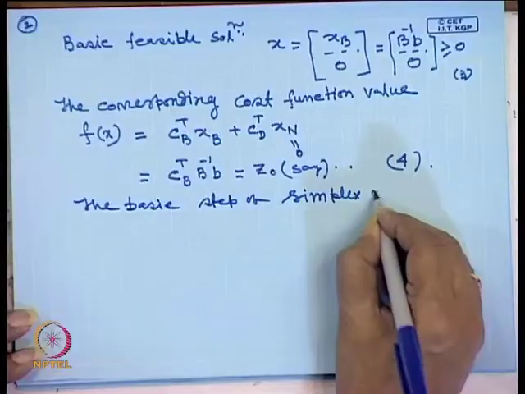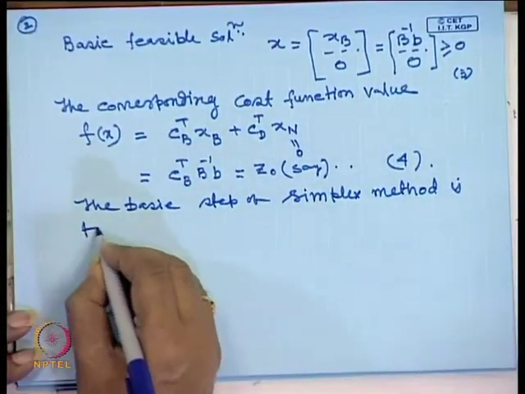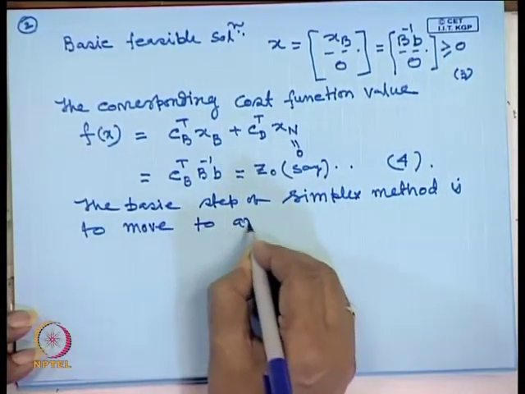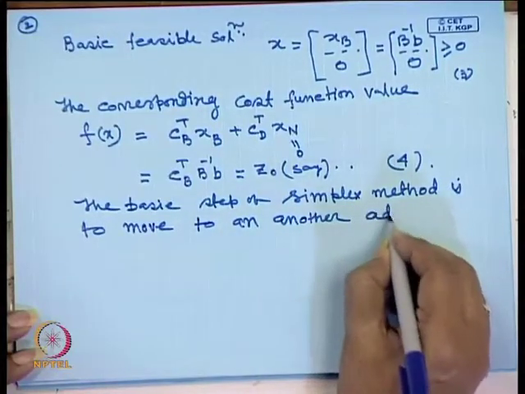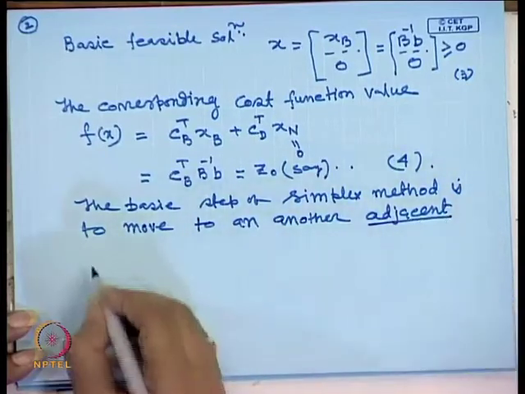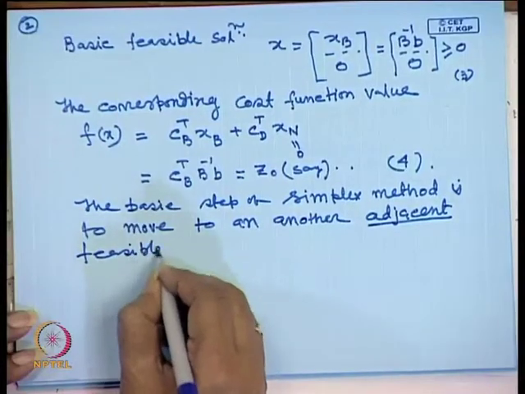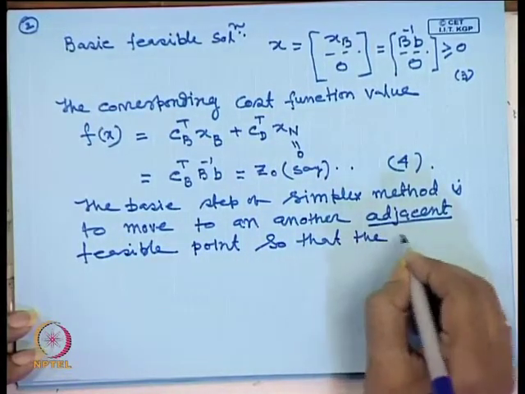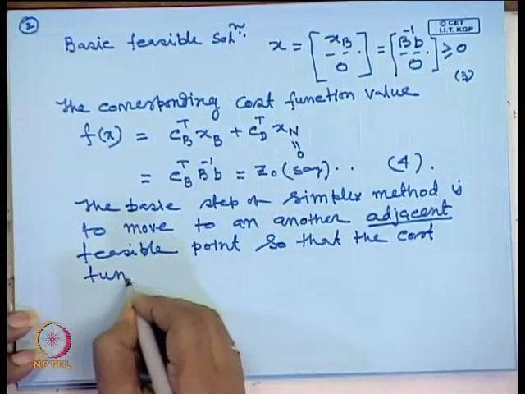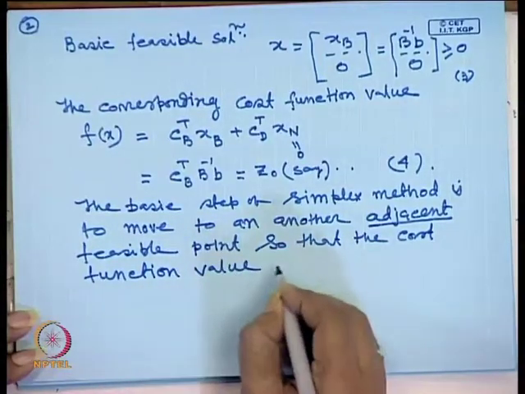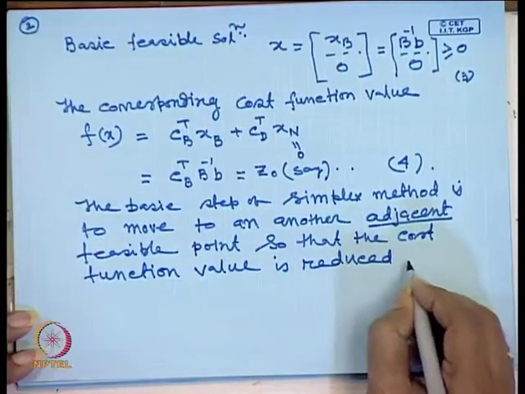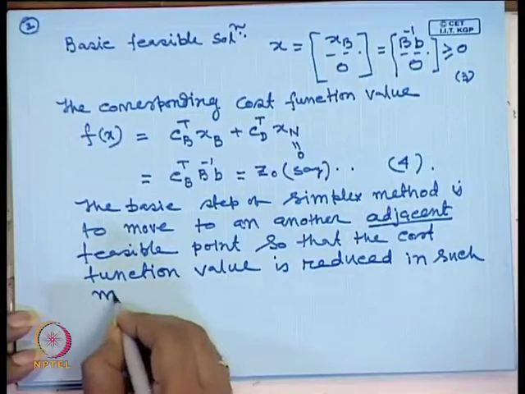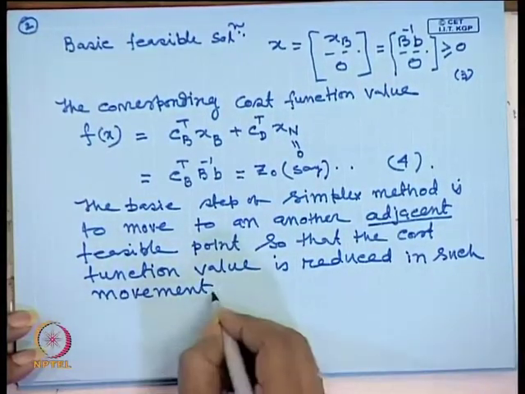So the basic step of the simplex method is to move to another adjacent feasible point, so that the function value, meaning the cost function value, is reduced in such movement. That is the basic idea of the simplex method.